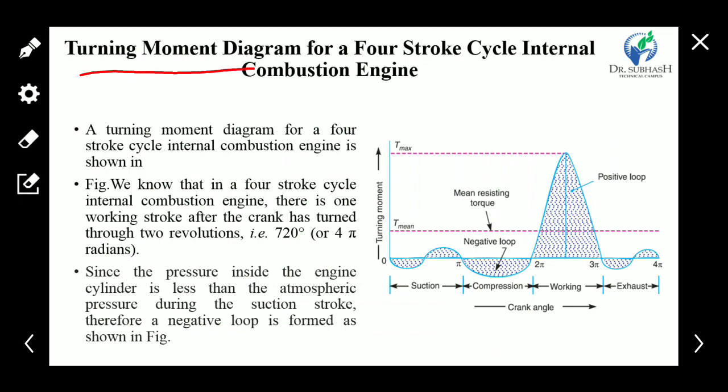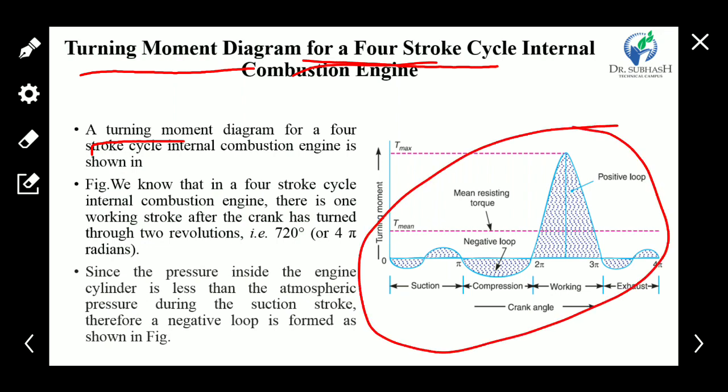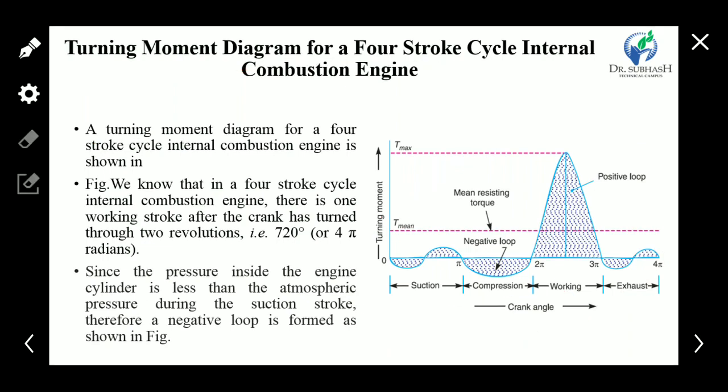Turning moment diagram for a 4-stroke cycle internal combustion engine. The given diagram is for a 4-stroke engine, as shown in the figure. The suction stroke, compression stroke, working stroke, and exhaust stroke, the 4 strokes are given in the turning moment diagram as shown in the figure. Let's see that the turning moment diagram for a 4-stroke cycle internal combustion engine is shown in the figure.